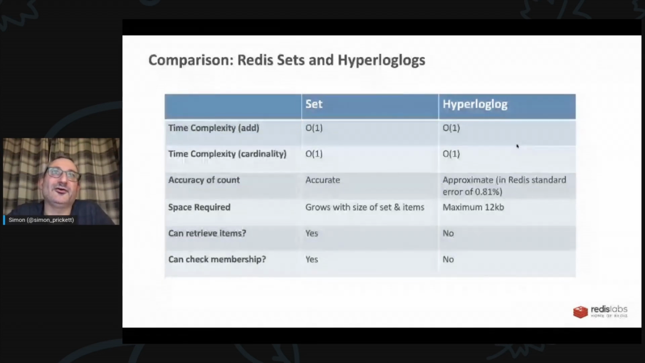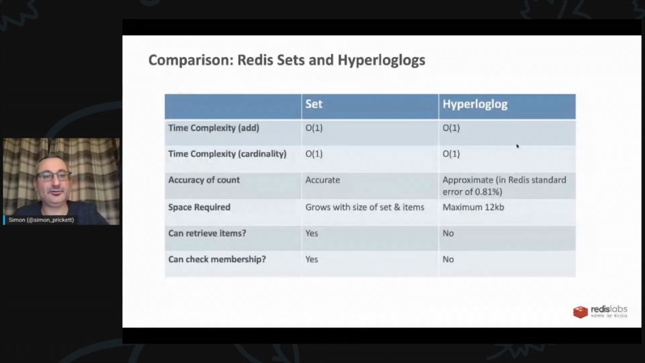But that comes at a cost. If we are storing 500,000 things and each of those things has a finite size, then the size of our set in Redis is going to be 500,000 times the finite size of each thing, which could get very, very large. And as Redis keeps all the data in memory, that might be something you need to consider. So if you want accuracy, you're going to have a space growth problem. The other advantages of sets are that we can retrieve items from them and we can check their membership.